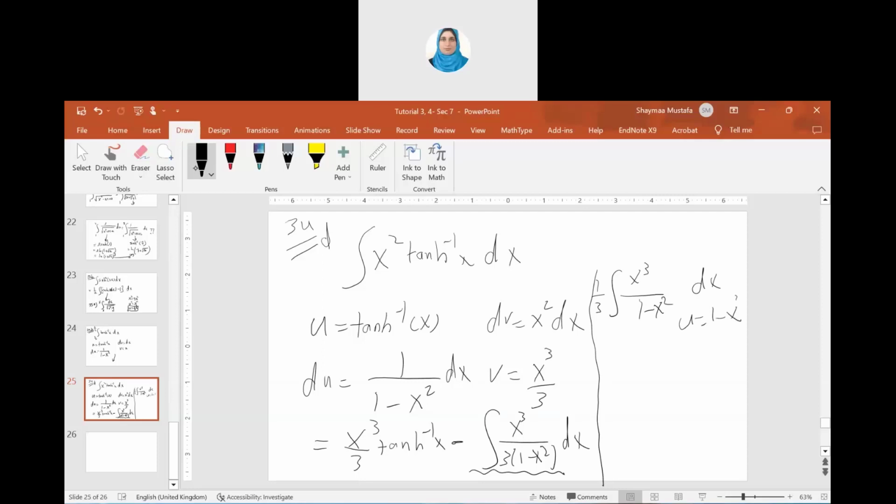Take u is 1 minus x squared, then du is minus 2x dx. So here x cubed is x squared times x, okay, x cubed will be x squared x over 1 minus x squared dx, 1 over 3. So now replace it by u, so you have minus 2 over 3. x squared is 1 minus u. x dx will be replaced by du.